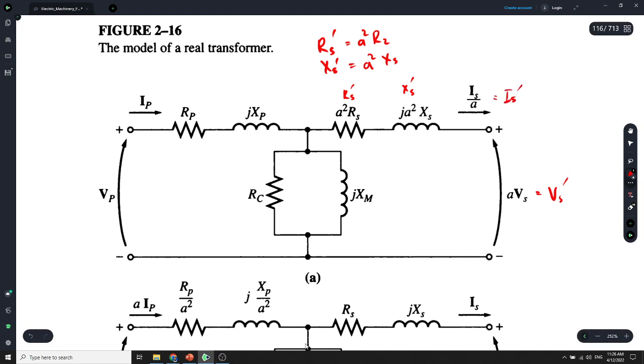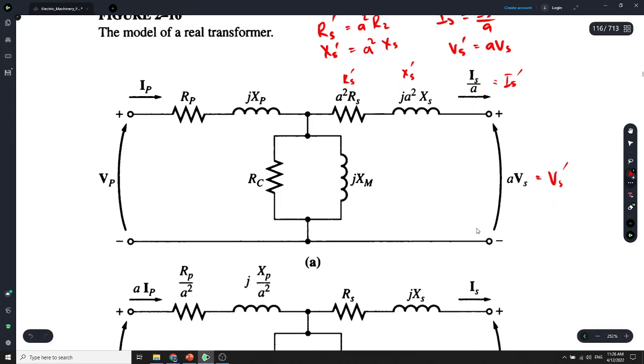It doesn't matter, you can write whatever you want, no problem. The important thing is you know how to calculate. Is prime is equal to Is over a. Vs prime is equal to aVs. This is important, so don't forget the calculation method. This is the way to refer from the secondary side to the primary side.